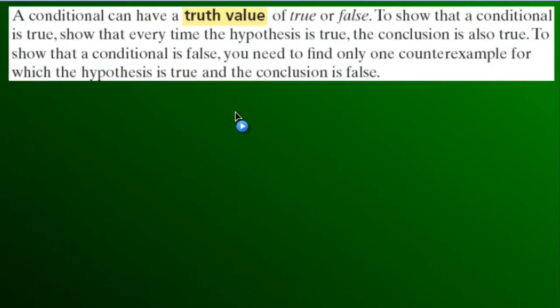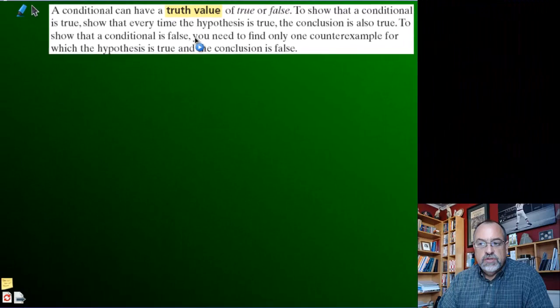Chapter 2, Lesson 1 of Geometry, looking at conditional statements, and in this video we want to look at the truth value. A conditional can have a truth value of true or false, so you only have two options. The truth value of the conditional can be either true or false, which simply says that the conditional itself can be true if you can show that every time the hypothesis is true, in other words, every time the condition is met, then the conclusion is also true.